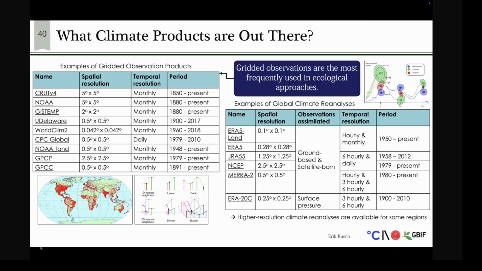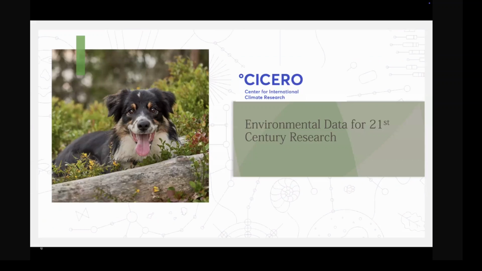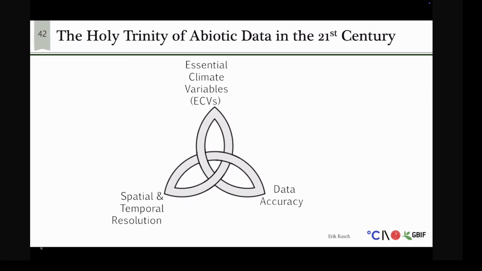Gridded observation products, however, are those most frequently used in ecology. And today, I would like you to rethink that, because we need to talk about what environmental data we actually need for 21st century research. And for fear of now going a bit religious on you, and I do want to indoctrinate you into my way of believing, I want to tell you about the holy trinity of abiotic data in the 21st century.